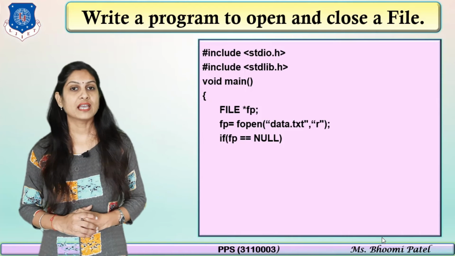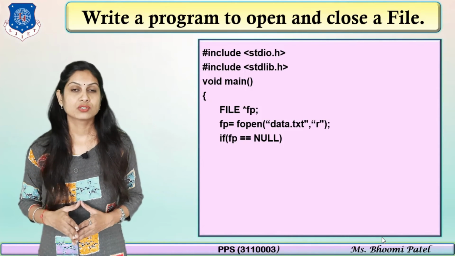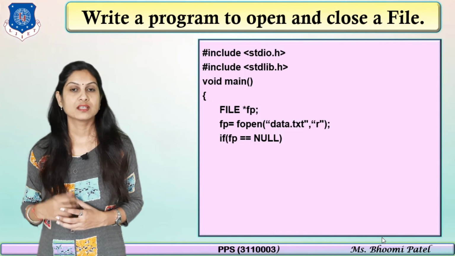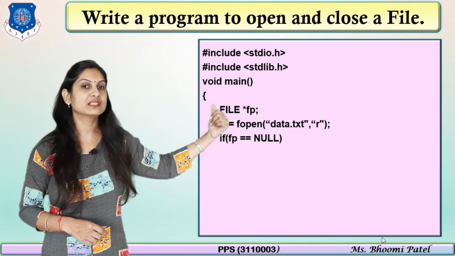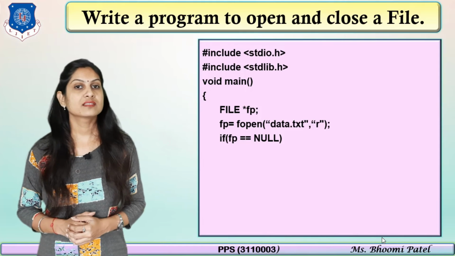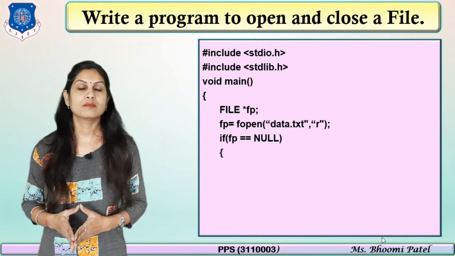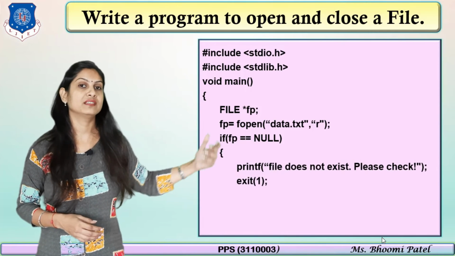Then after that, check the condition. Why do we check the condition? Suppose my file was not created before, in that case we cannot read the data from that particular file. So first we check the condition: if fp equals null. Null means our file is not there, it returns a null value. So if this condition is true, a message is printed, like file does not exist, please check.